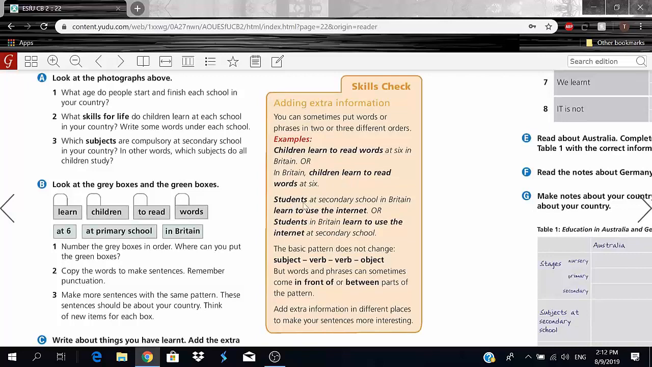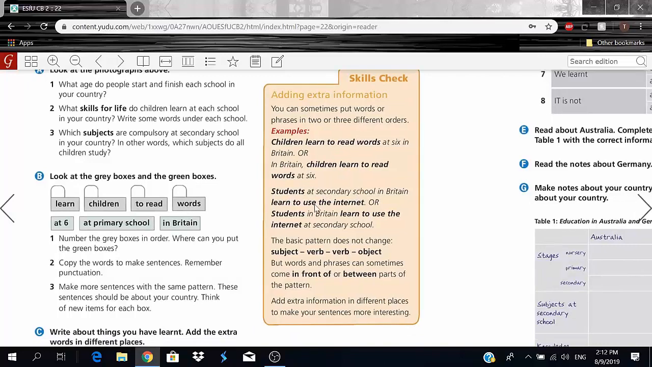Students at secondary school in Britain learn to use the internet. Or I could also say, students in Britain learn to use the internet at secondary school. So what he wants to tell you here is that the basic pattern does not change. So you have your subject, verb, and object. However, what does change are the words and phrases. And it can sometimes be in front or between, basically the parts of the different patterns. So now let's add extra information in different places to make our sentences a bit more interesting.